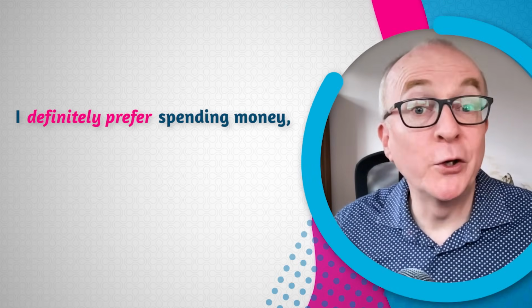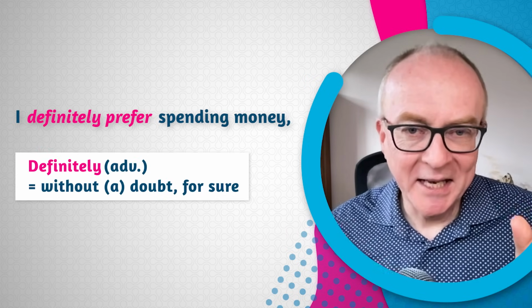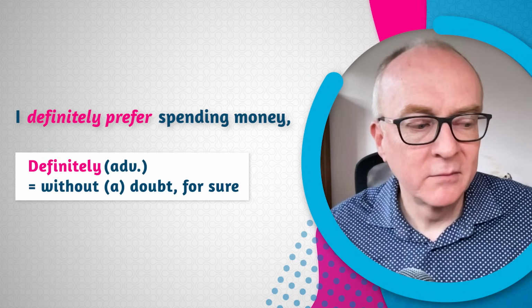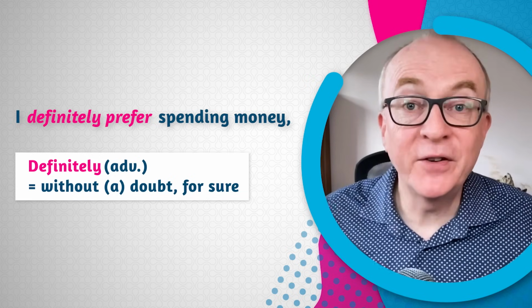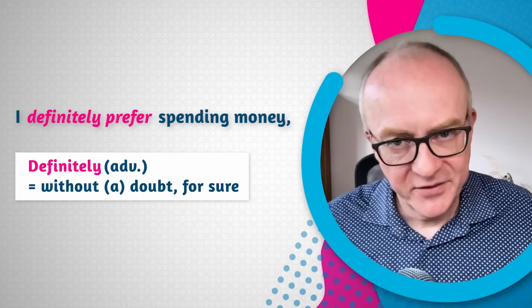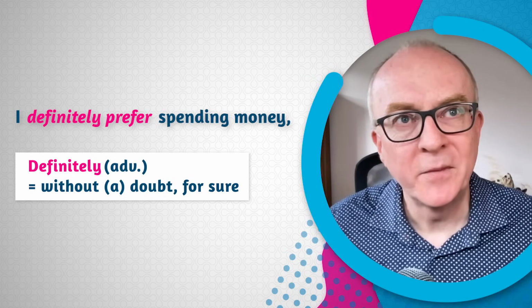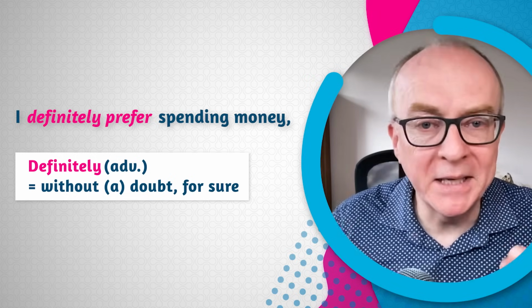Let's come back to my IELTS answer about spending or saving money, and let's just analyze it a little bit. So I said, I definitely prefer spending money. Definitely is an adverb, right? It means without a doubt, for sure. And I'm using that before prefer. So I can see that it's a great chunk. I definitely prefer something when you're really sure. I definitely prefer tea. I definitely prefer spending money.